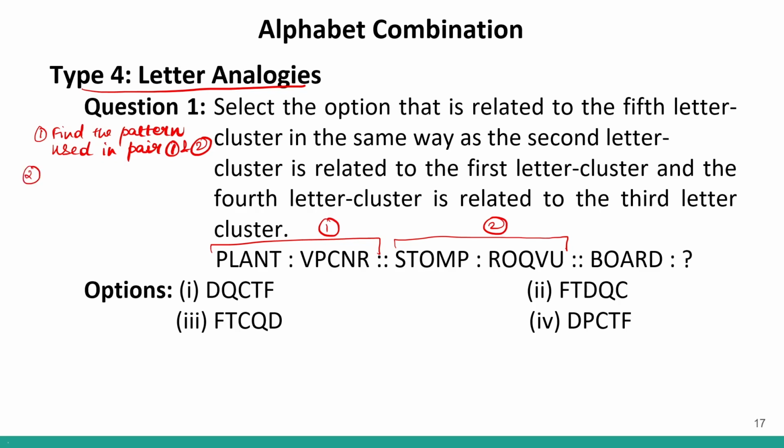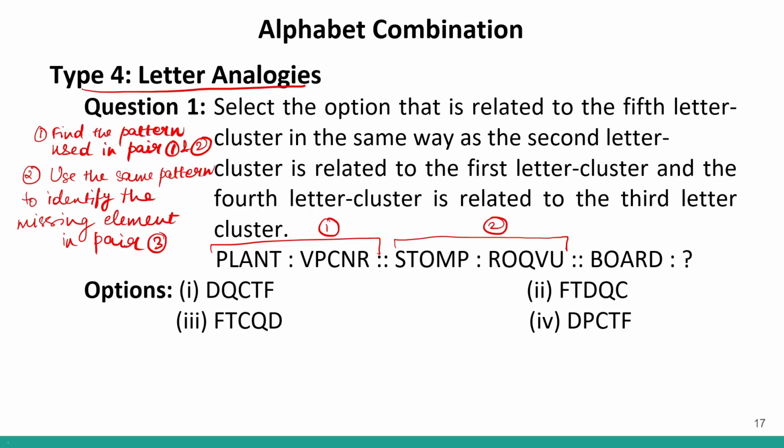Then second step is use the same logic or same pattern to identify the missing element in pair 3. Correct? This is how we solve any analogy question. So first we have to identify the pattern in pair 1 and 2, and then we have to use the same logic to find the missing element in pair 3. Correct? This is how you solve question on analogy. Right.